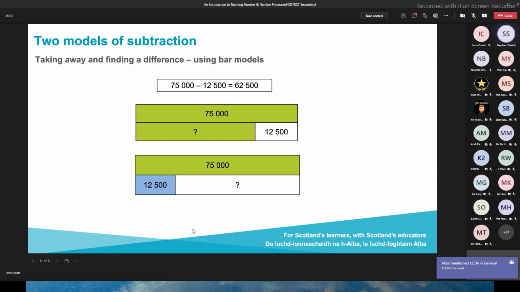We've produced a number of mini guides for pedagogical approaches in our professional learning community that Nanette mentioned. And here there's a link to our overview of bar modelling. And if you're interested in finding out more about this approach, you can click on the link after today's session.